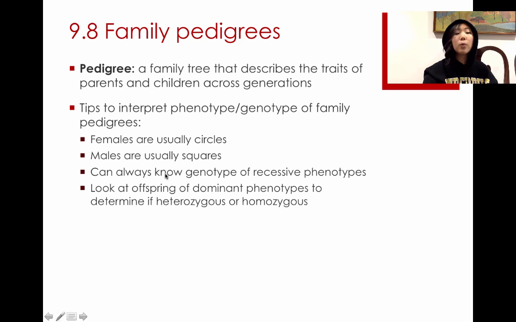You can always tell the genotype of a recessive phenotype. So if you see that one of the family members has a recessive phenotype, automatically you know that its genotype has to be recessive. Dominant phenotypes are more difficult to understand because they could be either homozygous dominant or heterozygous. To determine which one is which, you have to look at the offspring of that family member. Just keep in mind what we talked about with testcrosses. Based on the offspring, you can sometimes figure out the genotype of the parent, the unknown organism.